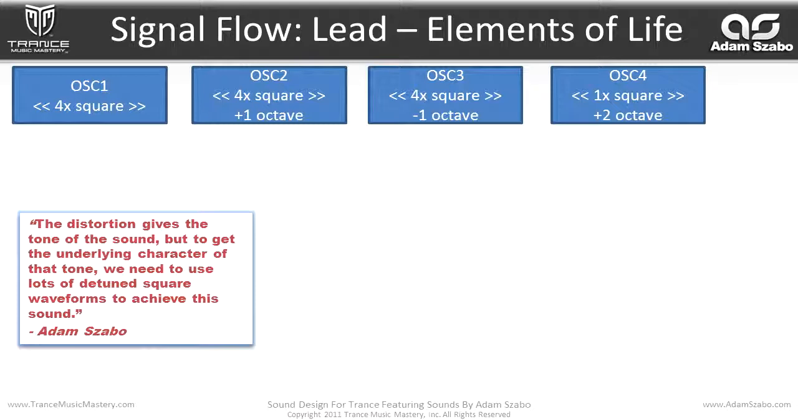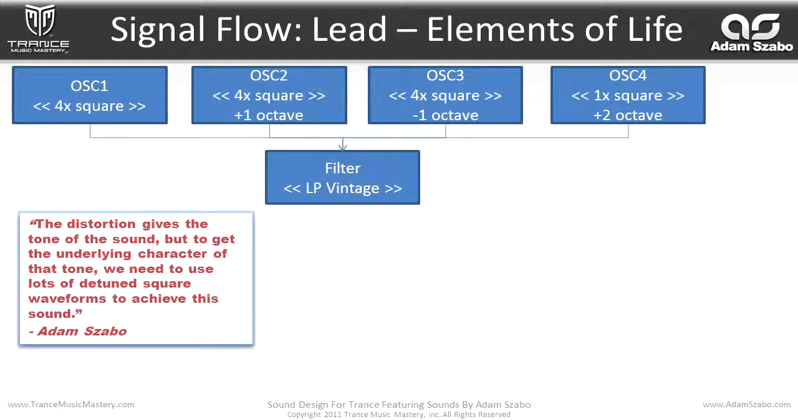And then also pay attention to the tuning of these oscillators. Oscillator 2 is +1 octave from that of oscillator 1. Oscillator 3 is -1 octave from that of oscillator 1. And oscillator 4 is +2 octaves from oscillator 1. And then the output of those is mixed and flows into a filter. This is a low-pass vintage filter.